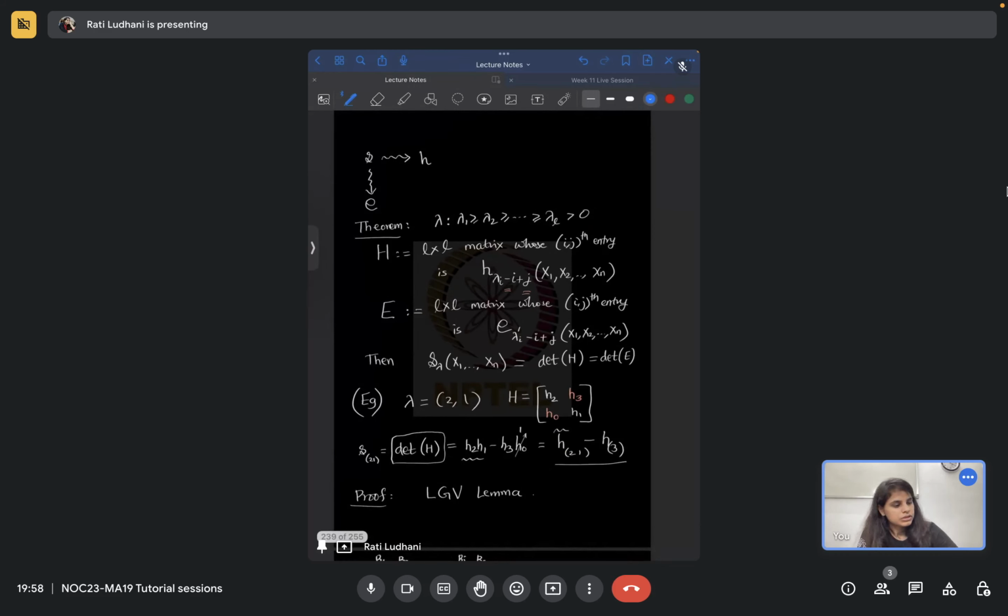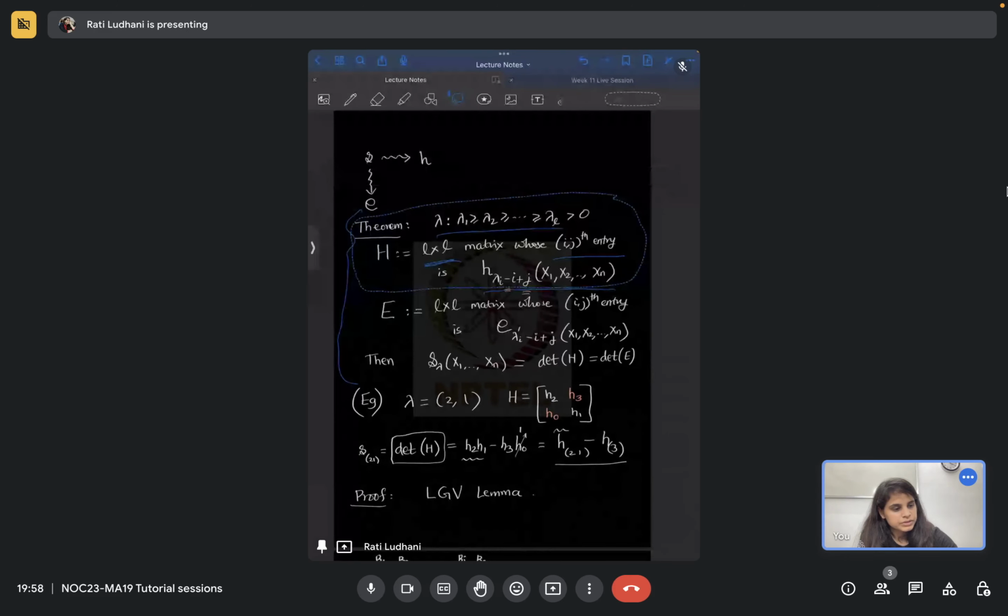Now the theorem says this: if lambda is lambda 1 greater than or equal to, so you have a weakly decreasing sequence, H is the L cross L matrix whose ijth entry is h of lambda i minus i plus j. H is this matrix. I'll copy it here first.